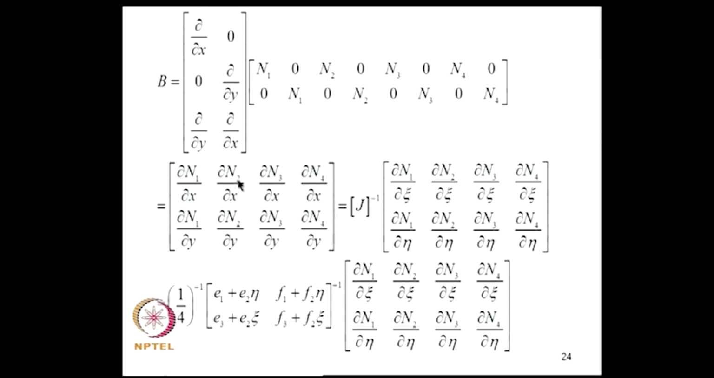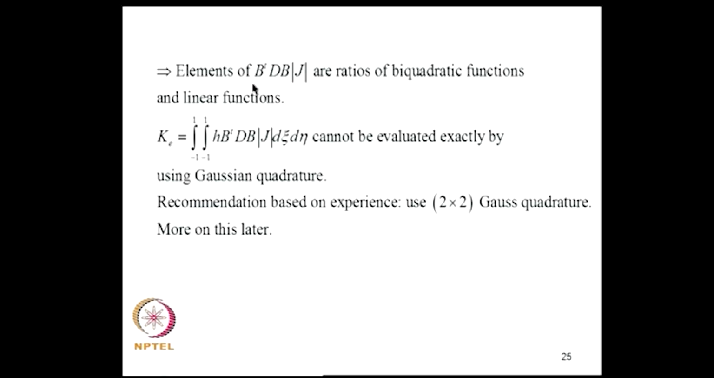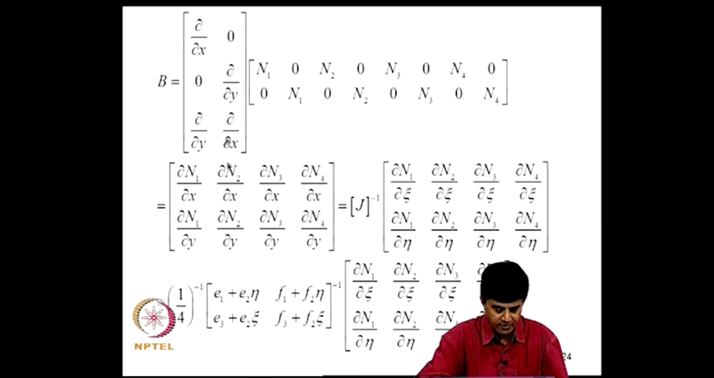So, after multiplication I get this, and it turns out that the quantity that we are looking for is given in this form. Okay. So, elements of B transpose dB into determinant of J are ratios of biquadratic functions and linear functions.